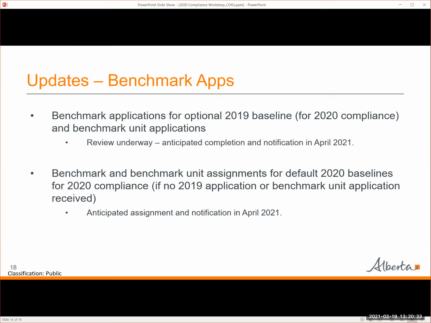With respect to benchmark applications for 2019 baseline usage, review is underway, and we anticipate completion of that and notification in April 2021. And finally, benchmark and benchmark unit assignments for default 2020 baselines for 2020 compliance should also be completed and assigned in April 2021 as well.